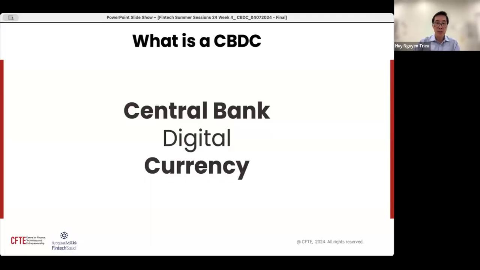What are we talking about? So a CBDC is a central bank digital currency. There are 3 terms which are important in this. The first one, which is central bank. The second one, digital. And the third one, which is currency. So digital, I think you're all very familiar with what that means. We'll dive a bit deeper into the currency and central bank side because they are really fundamental, actually.